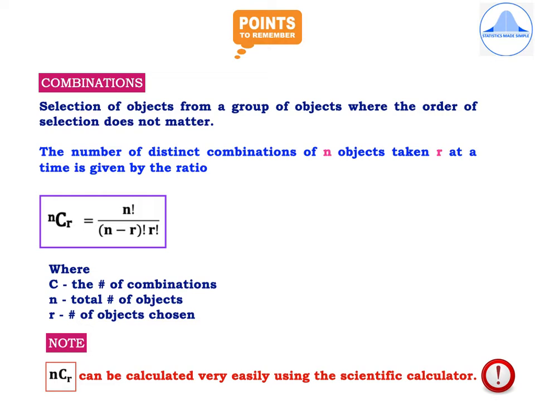Note that nCr can be calculated very easily using the scientific calculator, and even factorial of any integer can be obtained using the scientific calculator.